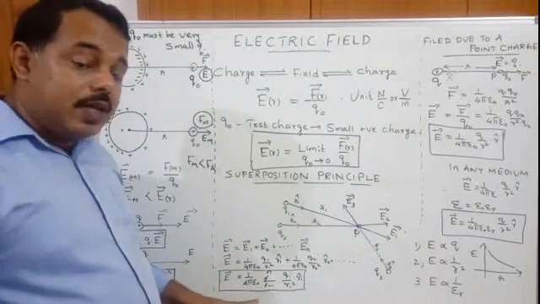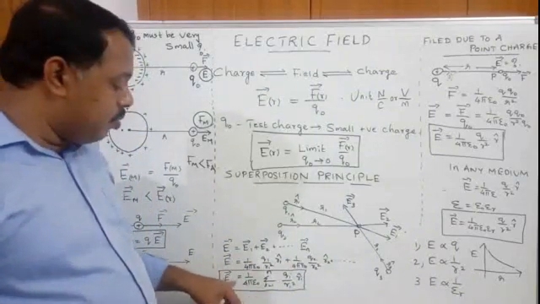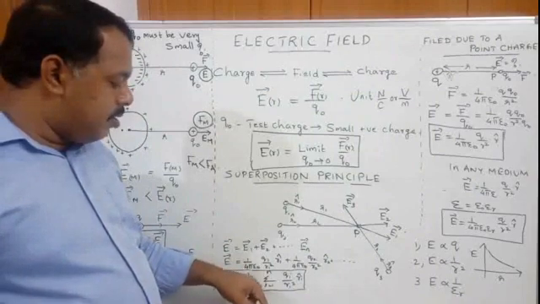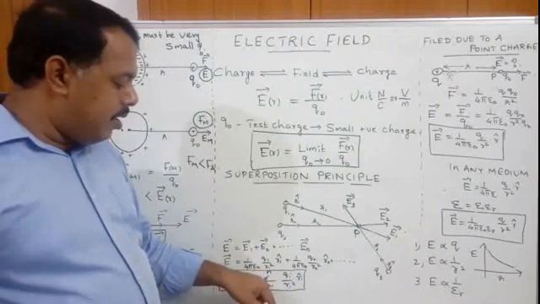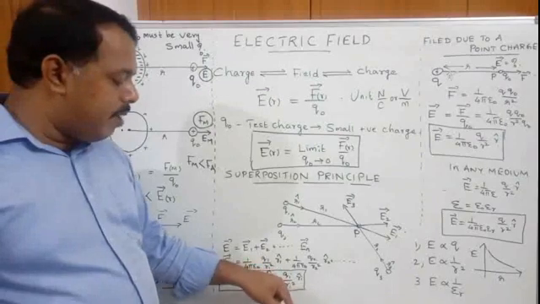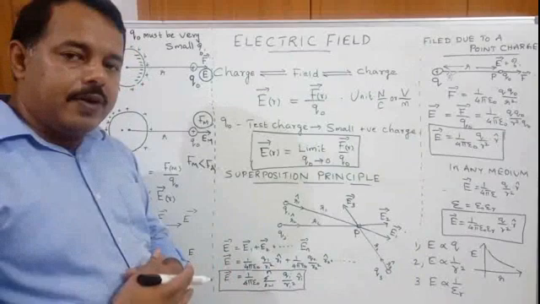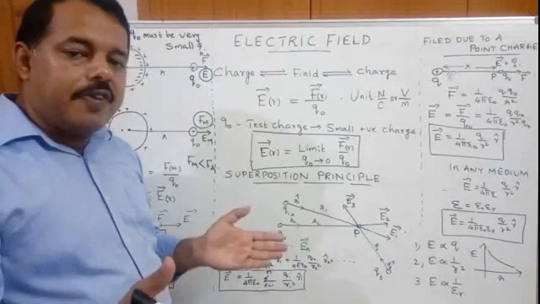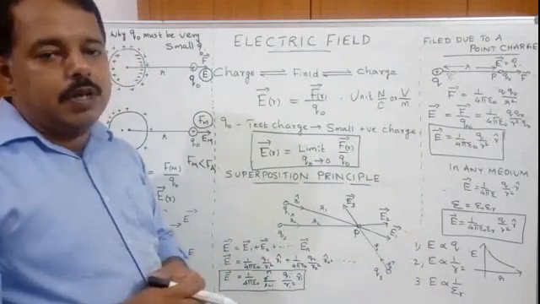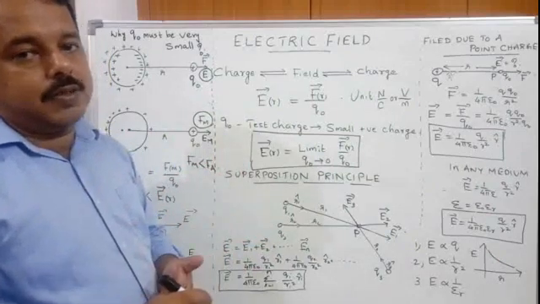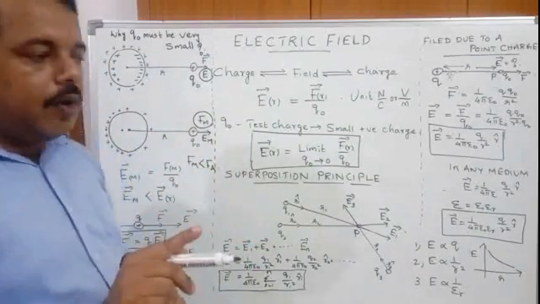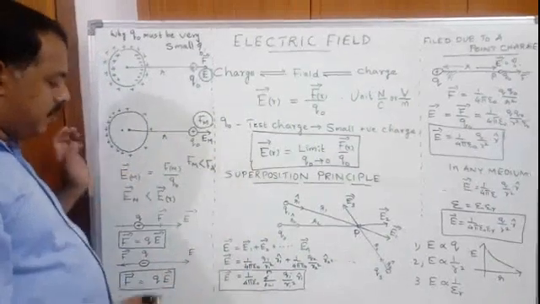Using summation notation, I can represent E = 1/(4πε0) summation i = 1 to n Qi/ri² into unit vector ri. This particular equation gives the net electric field or total electric field at any point due to a system of charges. Now, one more thing I want to discuss in this particular section.